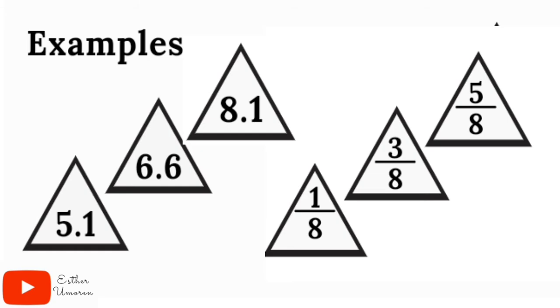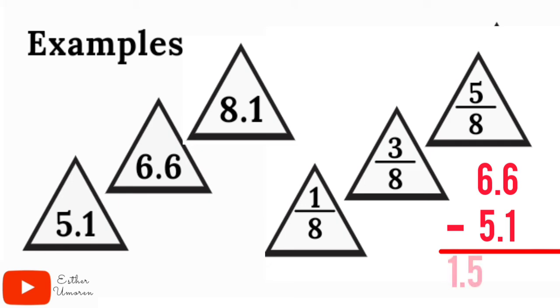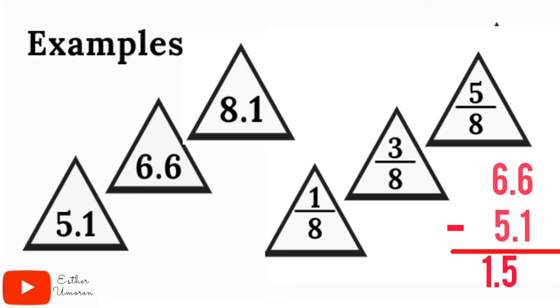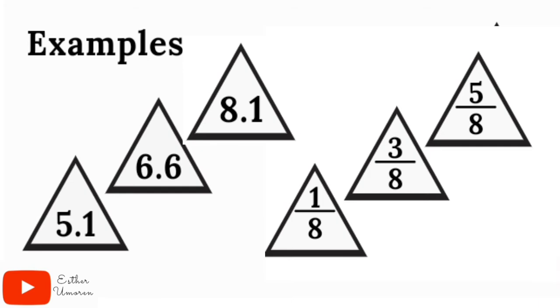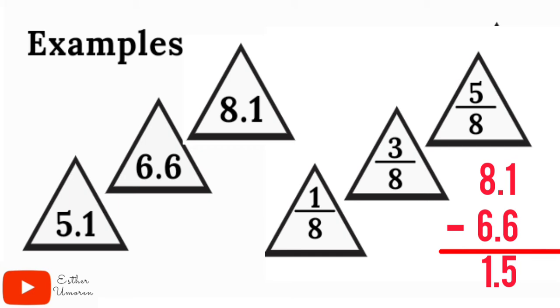To find out this difference, we will simply subtract the first number from the second number. By the first number, I mean the number in the lowest triangle, the smallest number here. We will subtract it from the number in the second triangle. So if I say 6.6 minus 5.1, my answer is 1.5. Also, to find the number that was added to the number in the middle triangle to get the biggest number up there, we will say 8.1 minus 6.6.